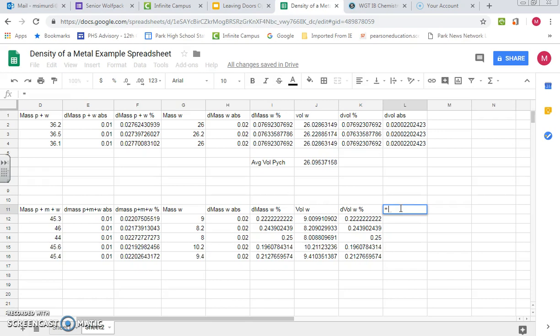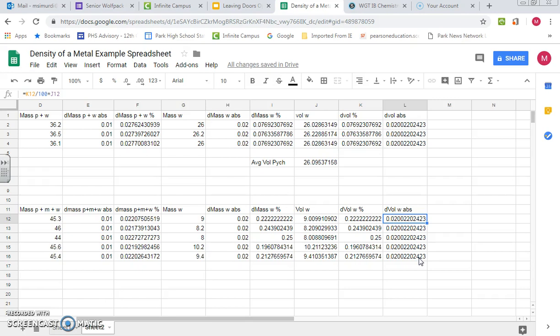And I can easily do this. I can say equals, I want the absolute uncertainty as well. And that's going to equal this percentage. I have to divide it by 100 to get it back to the decimal format, and then times it by the actual value. And so here's all my absolute volume of water uncertainties. Just in case I need them, I might not, but just in case, there they are.